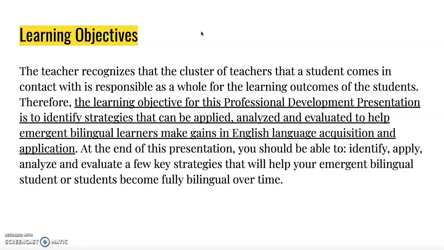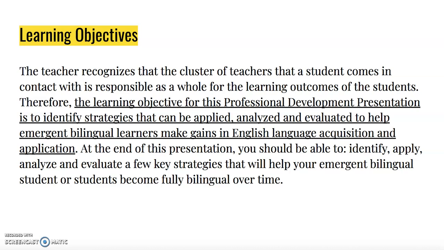happening. So the focus nowadays is to recognize that the teacher must recognize that the cluster of teachers, all of the teachers that a student comes in contact with, is responsible as a whole for the learning outcomes of the students, but however, the student is the star. The student is the center of the learning behaviors. Through active participation in the classroom, the student is able to pull things together into creating meaning for himself or herself that will enable the student to learn and progress over time.